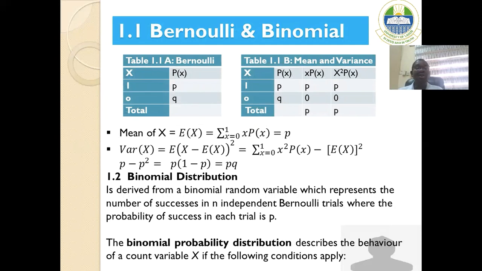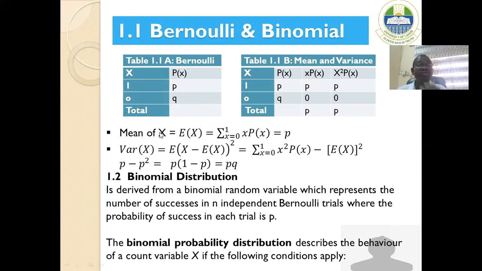Let's look at the table involved here, the Bernoulli distribution table. Here, X is 1 or 0, the probability of 1 is p, and the probability of 0 is q. q is 1 minus p.